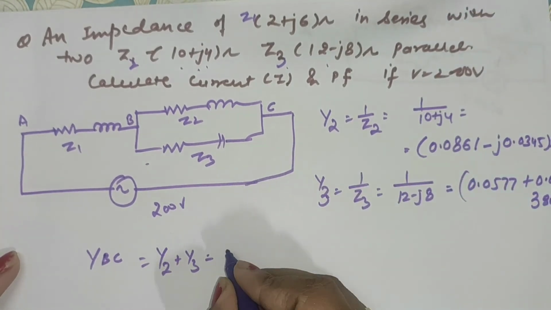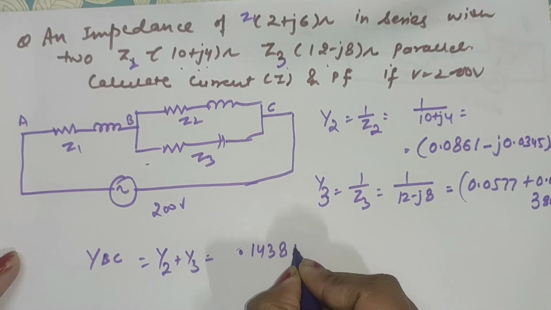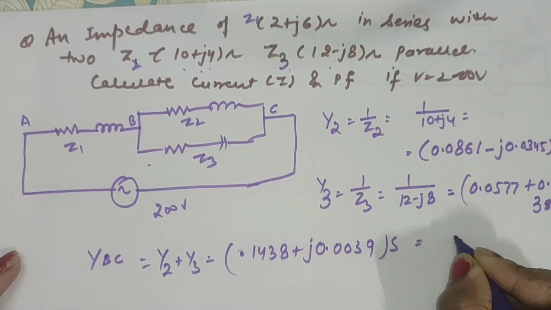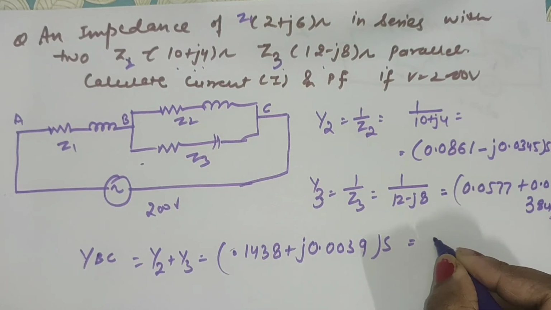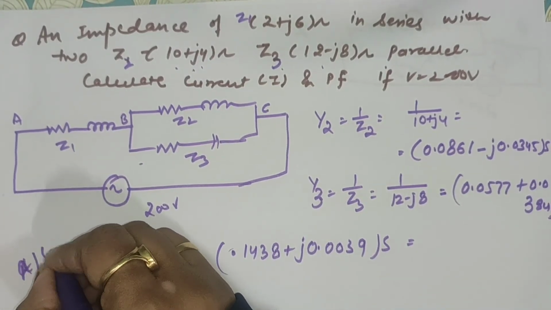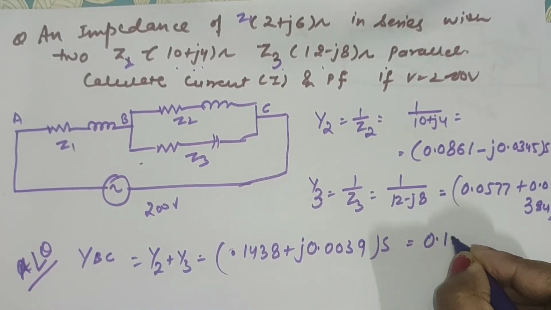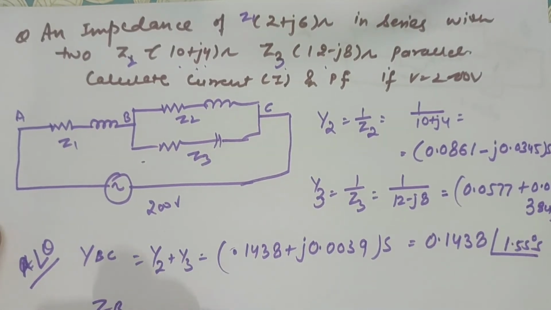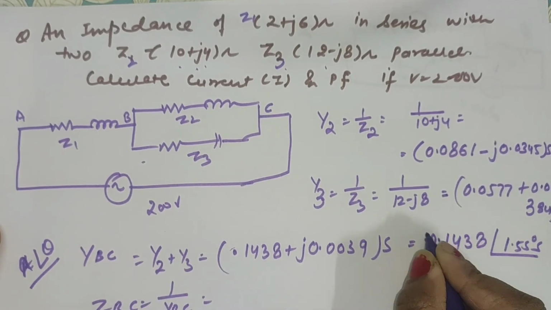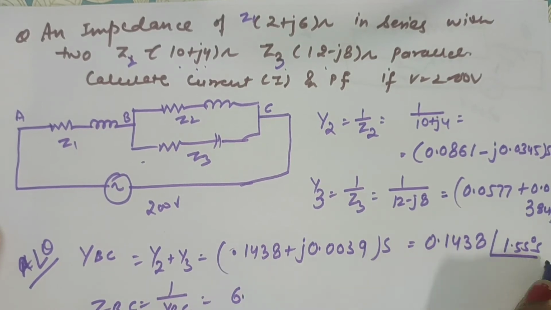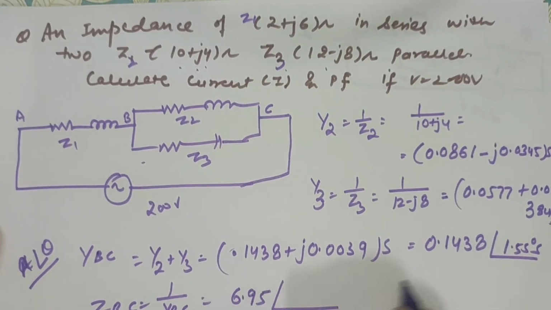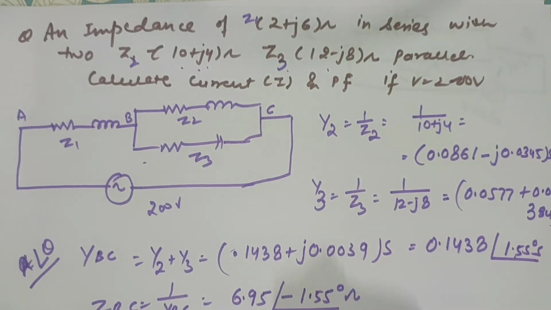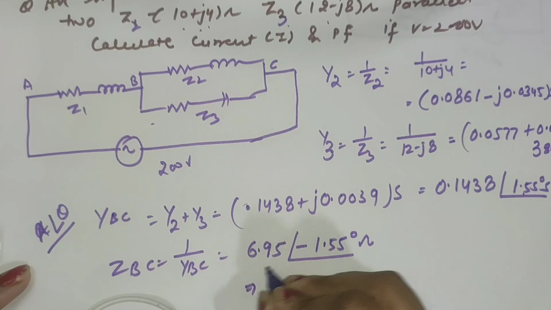If you add these values, you will get 0.1438 plus j0.0039 S. Okay, if you change into polar form, that is 0.1438 angle 1.55 degrees. Now ZBC will be 1 upon YBC. If you change this, that will be 6.95 ohm, with the angle going to minus 1.55 degree. Okay, this is in ohm. If you change into rectangular form, that will be a plus jb.